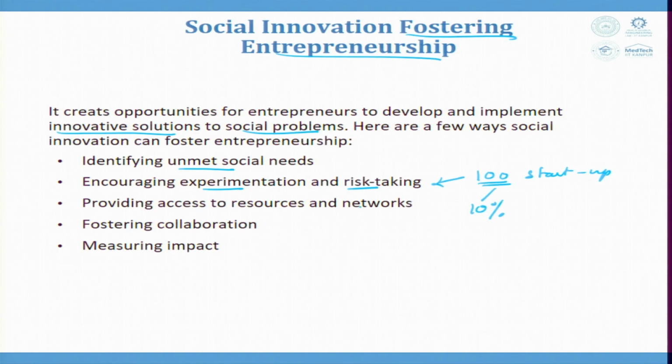Providing access to resources and networks. Giving money alone for innovation is not the problem; hand-holding them for the betterment is also very, very important. There is a segment of social architect. The innovator should understand the social architect, and then they will try to have access to multiple resources and networking. They also try to have fostering collaboration.